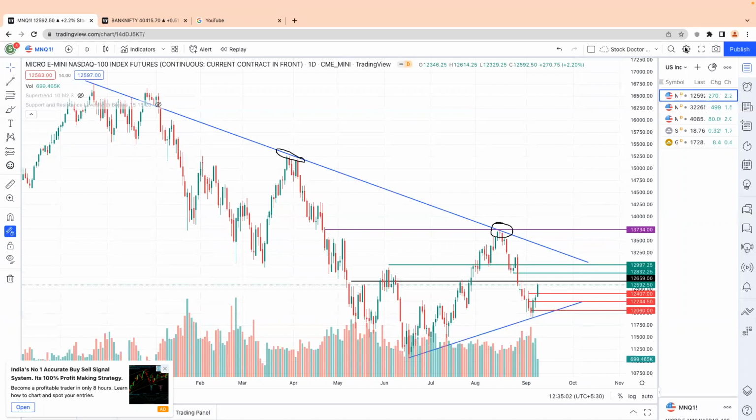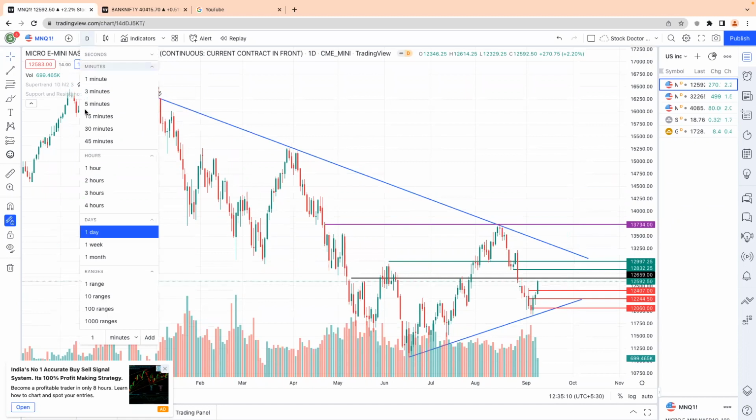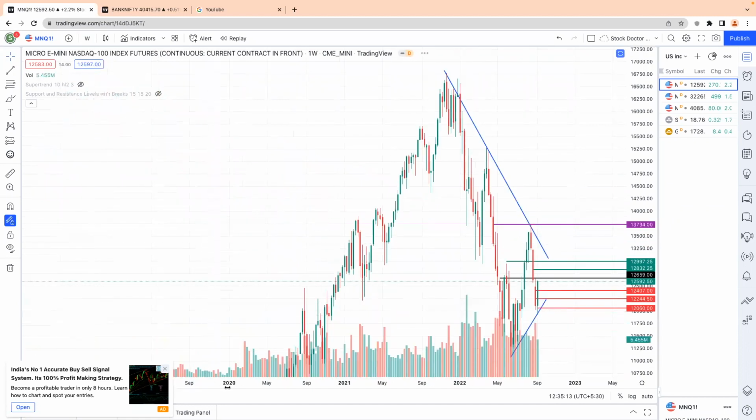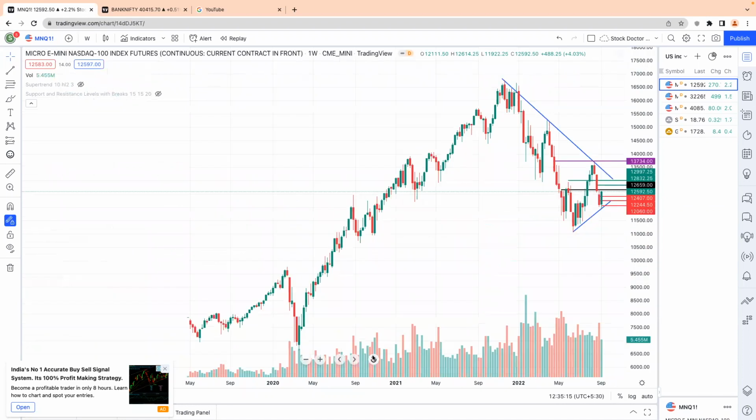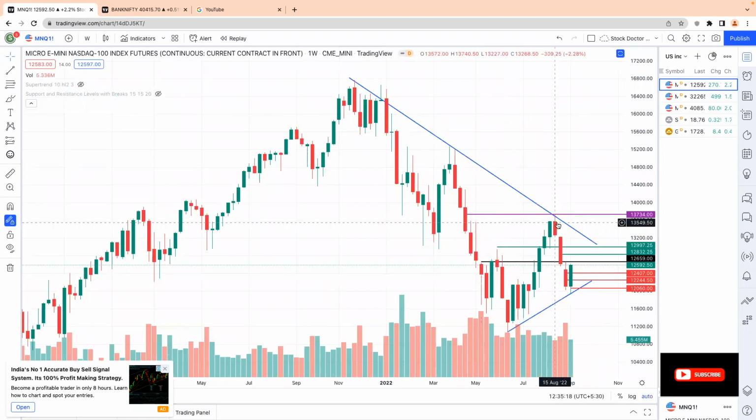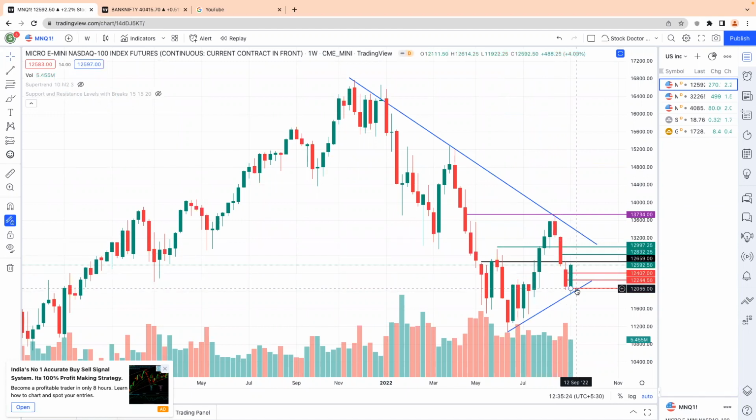So this was about the day chart, and if we see the weekly chart, after 3 consecutive weeks of downfall it created a bullish pattern, and there is a possibility that we can go towards 12,800 and 13,000 levels. Above 13,000 it opens the door for 13,700. But we will watch till 13,000.